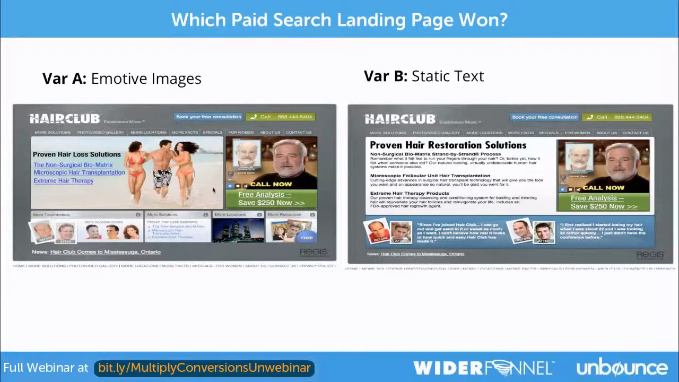I'm just kidding. No, and then there's variation B, static text, and this was just isolating the content approach. So this was static text details about the offers and the options.